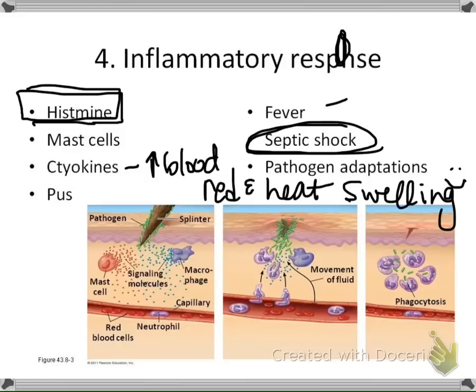Septic shock is characterized by high fever and reduced blood flow through capillaries. It's life-threatening. It's fatal in more than 1 in 3 cases. But pathogens are figuring out ways around this.